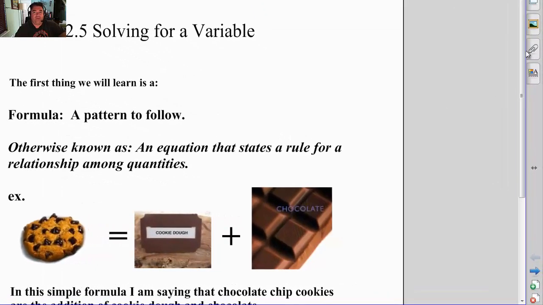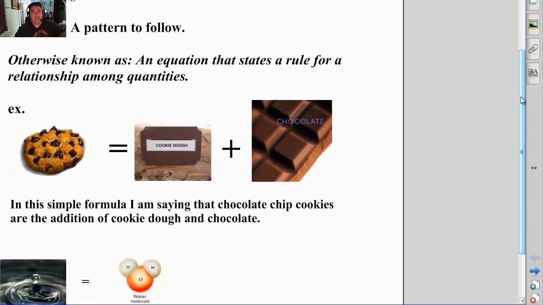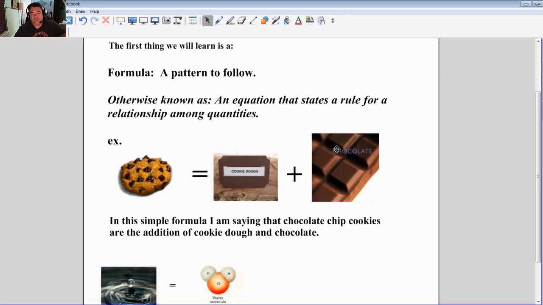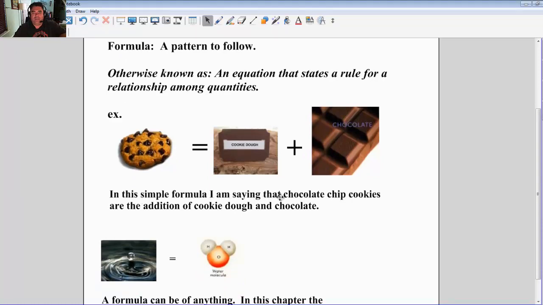Let me give you a very basic example of a formula. Now, I have in the past made cookies for my kids many times, chocolate chip cookies. They seem to enjoy them, as I do too. But I'm going to give you a very basic version of it. Imagine, if you will, that you whip all the ingredients together to make cookie dough, and then you add chocolate chips. Combined, you'll make chocolate chip cookies. So my very basic formula would be make all the cookie dough stuff and then plop in the chocolate chips, and you'll have what you need to make chocolate chip cookies. In this simple formula, I am saying that chocolate chip cookies are the addition of cookie dough and chocolate.